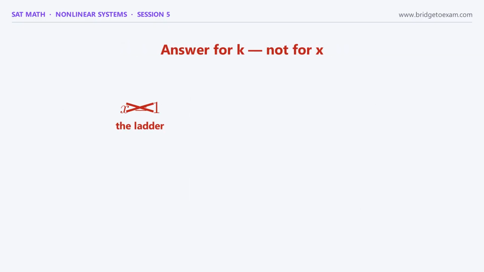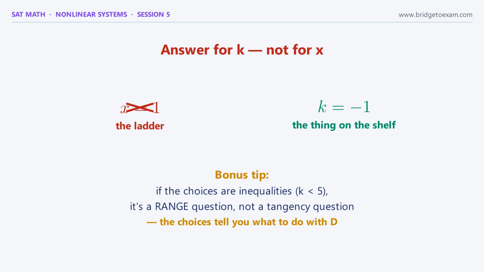Before we recap, the trap. On a parameter question, students very often solve for x. They'll do the algebra beautifully, find that x equals 1, and confidently circle 1. But the question never asked where the graphs touch. It asked for k. The x value is scaffolding. It's the ladder you climbed, not the thing on the shelf.